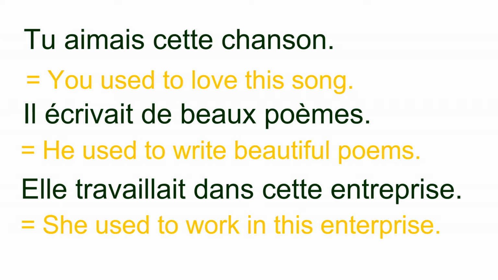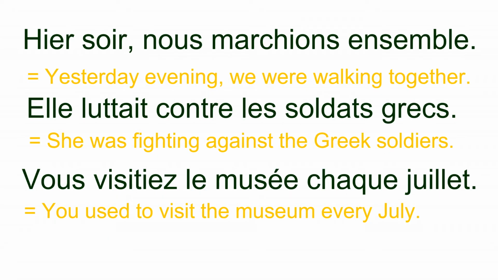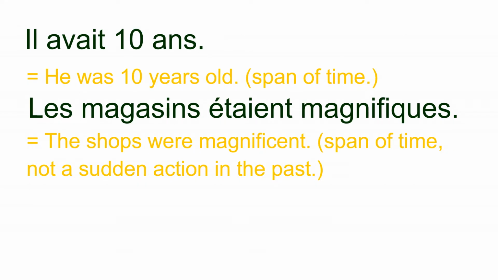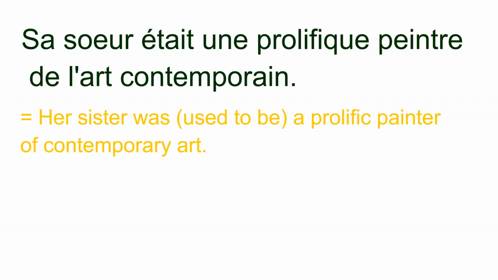Tu aimais cette chanson. Il écrivait des beaux poèmes. Elle travaillait dans cette entreprise. Hier soir, nous marchions ensemble. Elle luttait contre les soldats grecs. Vous visitiez le musée chaque juillet. Il avait 10 ans. Le magasin était magnifique. Sa sœur était une prolifique peintre de l'art contemporain.